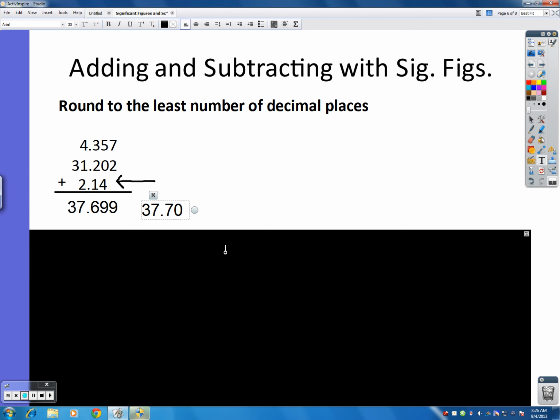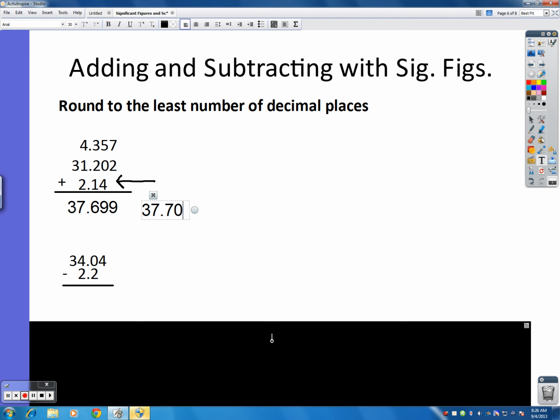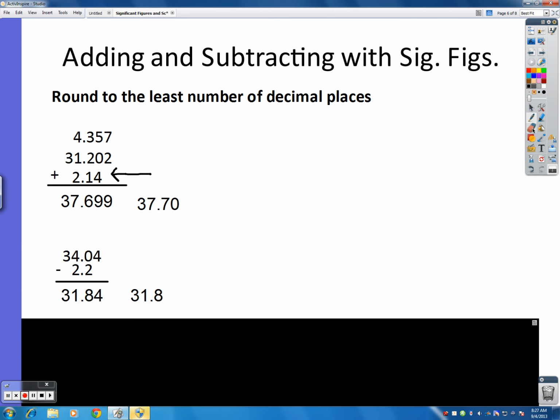And that would be the correct answer accounting for significant figures, which you will do in all of your calculations this year. So go ahead and pause the program and figure out what the correct answer for this one should be. So you should have gotten 31.84 for your actual difference, but then again we have to take significant figures into account. This number here has the least number of decimal places. It has 1 decimal place, and so we're going to round to 1 decimal place. There are more problems like this in your book if you want more practice with it.